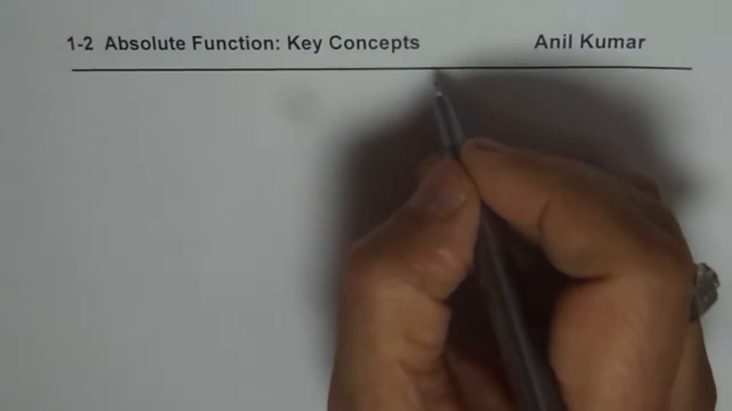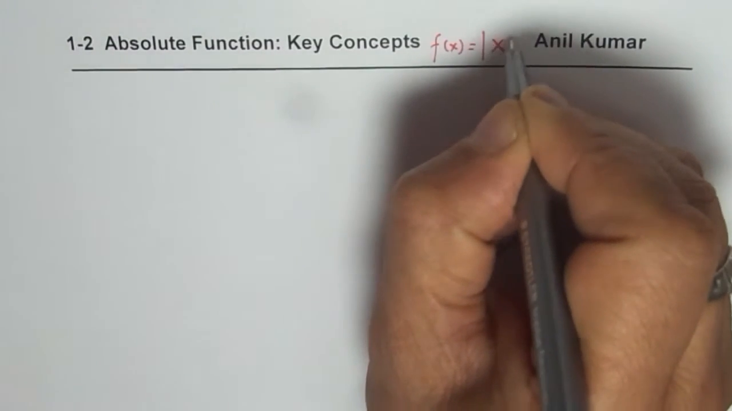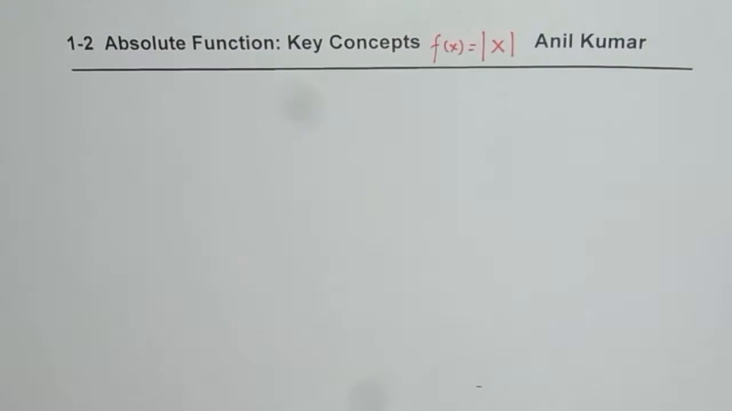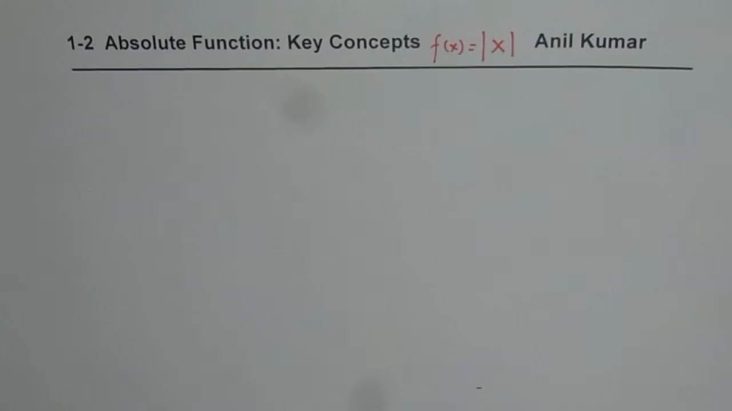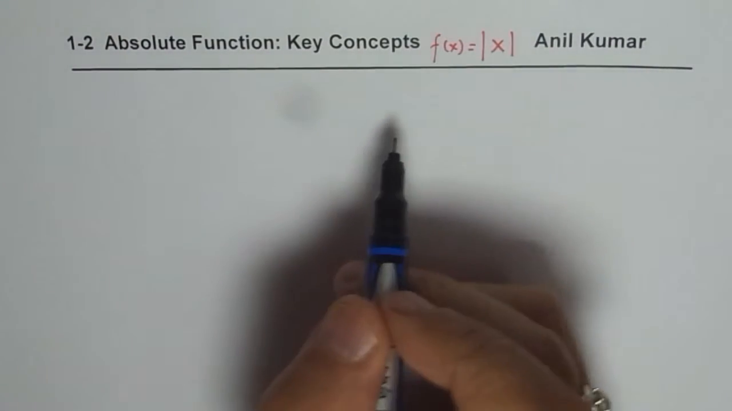I'm Anil Kumar, and in this video I'll summarize a few concepts about the absolute function. The absolute function is written as f of x equals absolute value of x, right? These two bars on the side are the representation of the absolute function. Now, what do we mean by it?